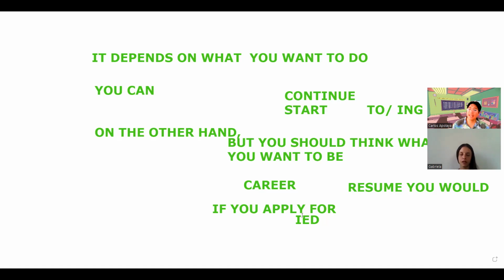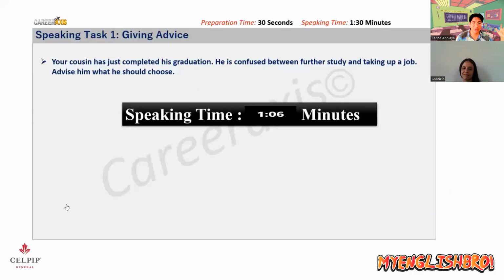Y corregir esto de el you should think what you want to be or do you want to be. No, you want to be, porque no es una pregunta, ¿vale? En general, bien. Has visto que no has cometido errores así extremos. Genial, genial. 3, 2, 1, start.